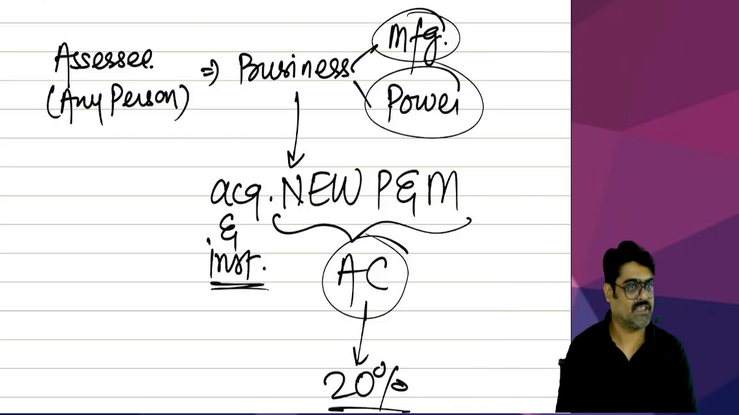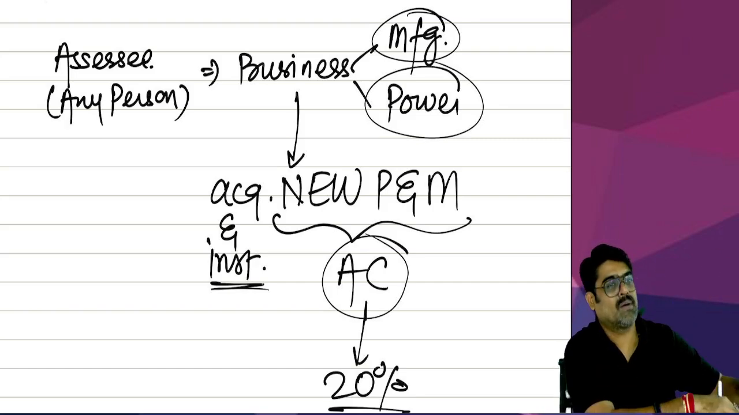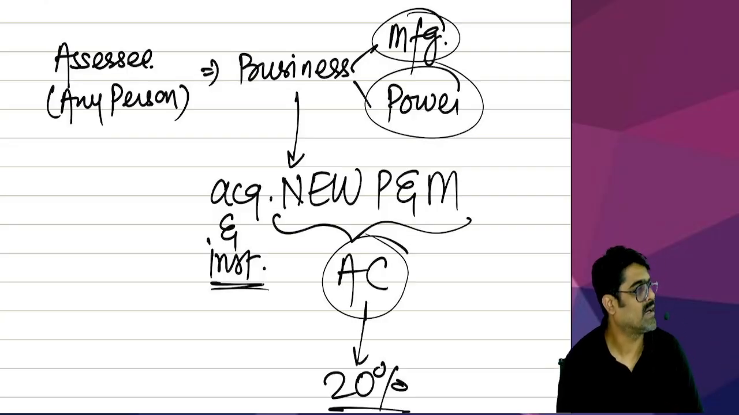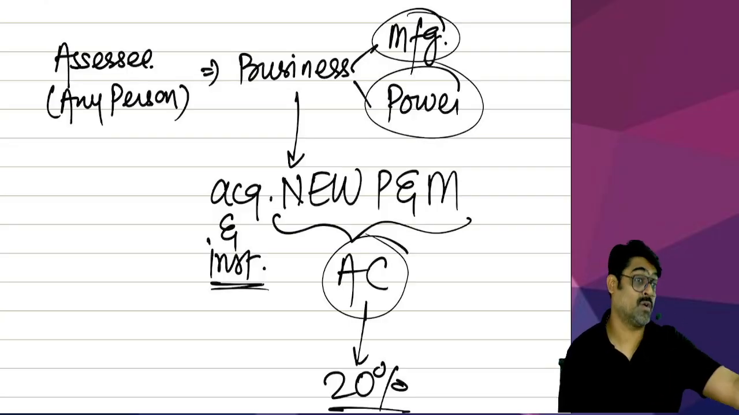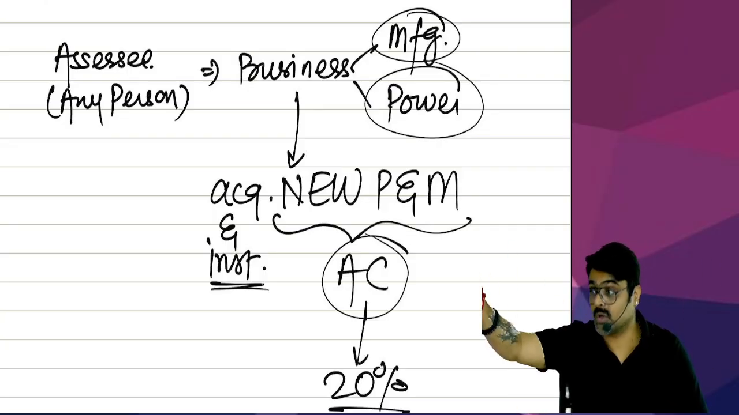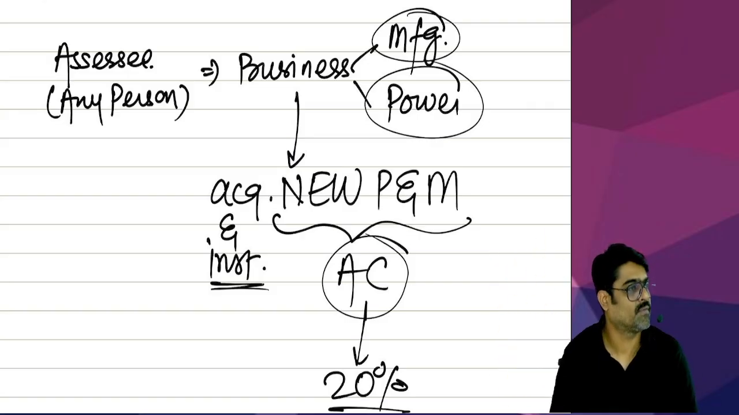So normal depreciation on this machine we are going to give. You are going to calculate. Yes or no? Add the machine in the block and value of the block. Calculate the normal depreciation as you are calculating. But along with that normal depreciation, extra 20% of the actual cost of that plant and machinery will be allowed in the first year itself.